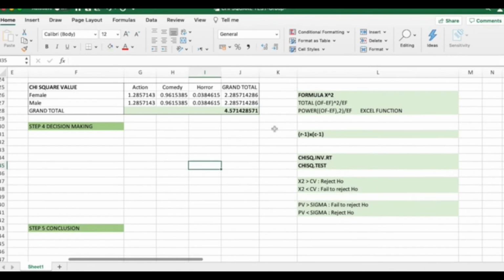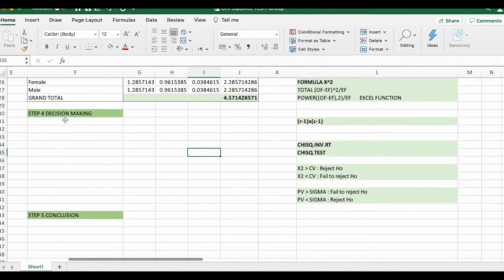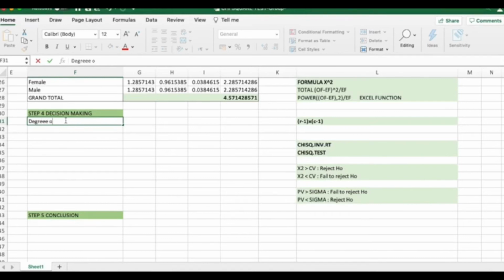So let us continue. After we have finished in step 3, which is on data analysis, we can then proceed with the next step, which is decision making. For decision making, there are a few pieces of information that are required to make the decision. First is the degree of freedom. Next is the significance level. Then the chi-square value, the critical value, as well as the p-value or PV.